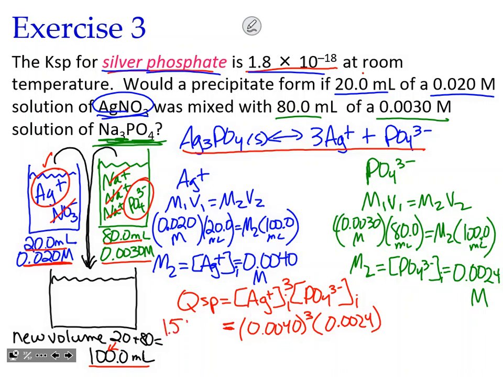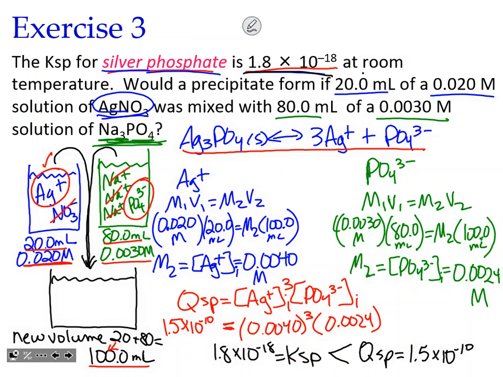Yes, 1.5 times 10 to the minus 10 is correct. Now, Ksp is up here, so we have 1.8 times 10 to the minus 18 equals Ksp. And over here we know Qsp is equal to 1.5 times 10 to the minus 10. Well, guess what? Qsp is greater than Ksp, or Ksp is less than Qsp. So, will a precipitate form?